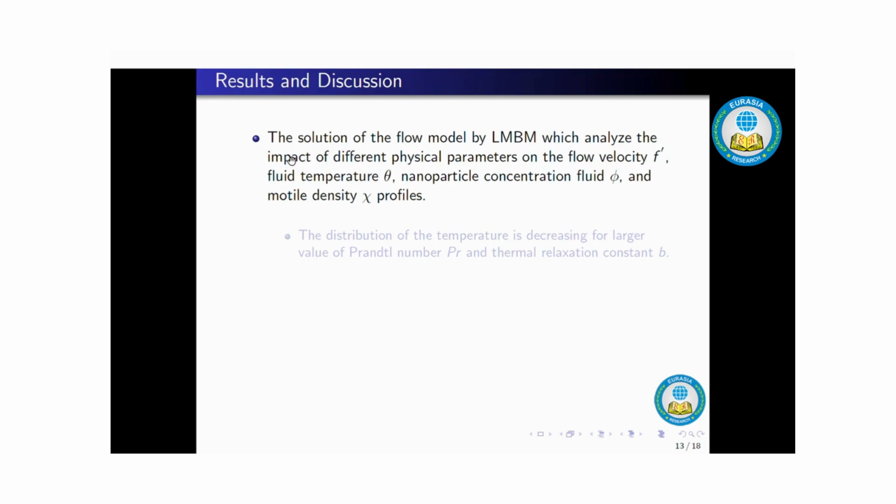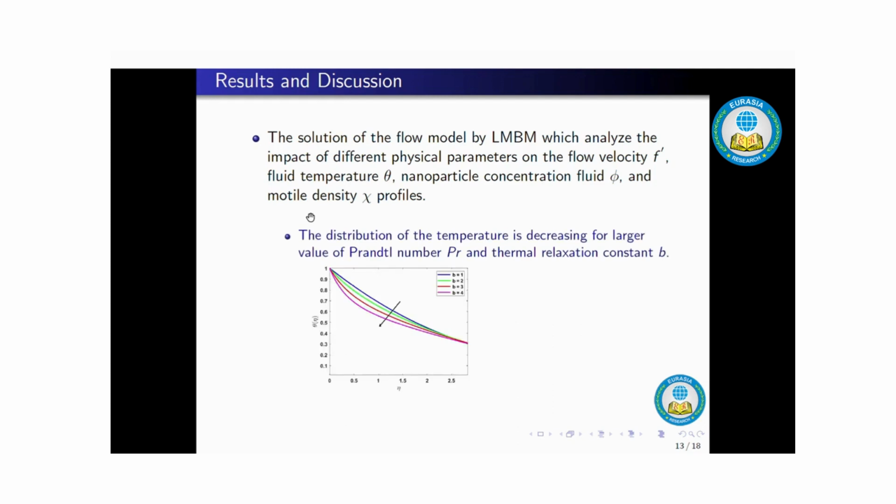The third one, the solution of the flow model by LMPM, which analyzes the impact of different physical parameters on the flow velocity, fluid temperature, nanoparticle concentration, and motile density of microorganisms, and it can be summarized as follows. Number one, the distribution of the temperature is decreasing for large values of the Prandtl number, as shown here, and the thermal relaxation constant B, as shown here.